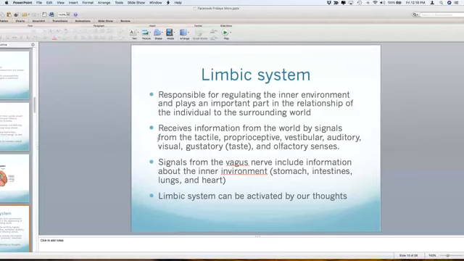The limbic system is responsible for regulating the inner environment and plays an important part of the relationship of the individual to the surrounding world. It receives information from the world by signals from the tactile, proprioceptive, vestibular, auditory, visual, taste, and olfactory or smell senses. Proprioceptive is the sense of knowing where you are in space, and vestibular is that balance system we talked about. Signals from the vagus nerve include information about the inner environment.